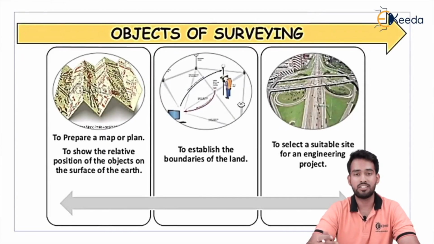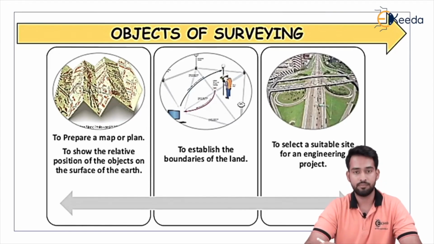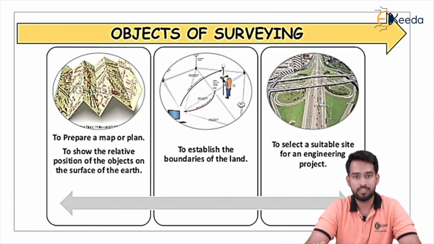The next point of discussion is what are the objectives of surveying. By using survey, we can find out the relative position of the point, which is used in preparation of a map. The second main objective is to establish the boundaries of the land. For example, whenever we go to purchase any plot, there are defined boundaries. Now, how are these boundaries defined? For example, the countries and states are divided into boundaries. These boundaries are measured by using survey.